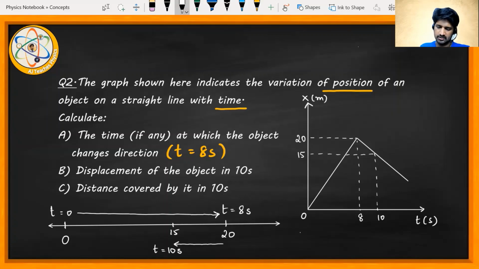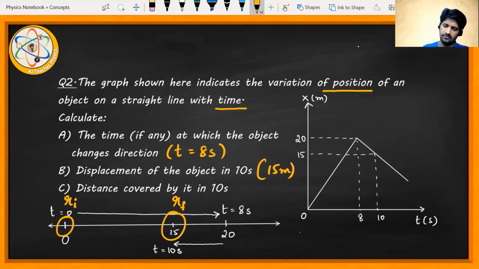The next part of the question is asking you to calculate the displacement of the object in 10 seconds. Now displacement, as we know, is the change in position, which is final position minus initial position. So you need to take the position at 10 seconds, which is x is equal to 15. That would be the final position. And from it, you subtract the position at t equal to 0 seconds, which is the initial position, which was the origin. So r initial. Now, if you simply calculate r final minus r initial, you would get 15 minus 0, that is 15 meters, plus 15 meters.